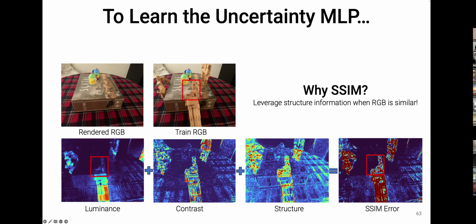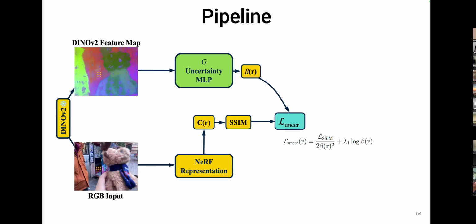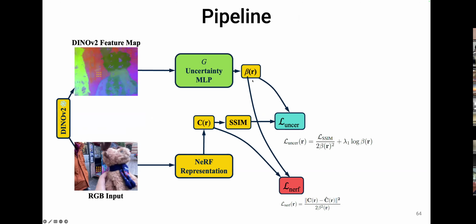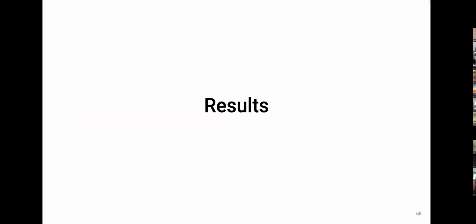SSIM loss is simply the product of luminance, contrast, and structure terms. So in the end we consider using this SSIM, and it helps. Then the pipeline is just like this: once you train the uncertainty, at the same time you can use it to weight the RGB loss for the NeRF training. That's basically the pipeline. There are more details, but I won't go into them. Let me just quickly show some results.